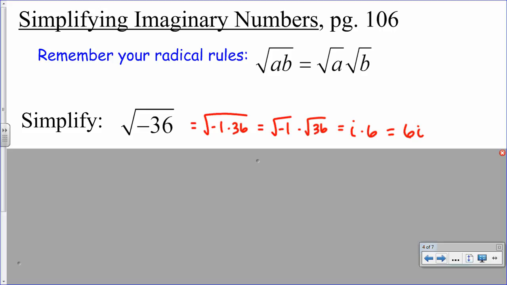So that is why, if you see a negative under the radical, you pull that out as i. So the negative under the radical just comes out as i. You don't need to show all these steps with the negative ones anymore, but that's why that happens. So I'm fine if you look at the square root of 36 and you just write 6i.